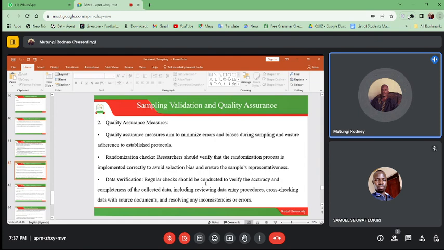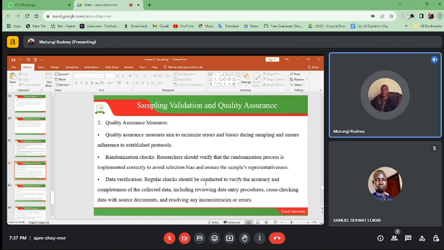And this is where this independent or neutral person will come in to say, hey, you are skipping 2, and that according to the protocol, you are supposed to skip 10. So let's skip 10 and then make sure that we follow the established protocol. So that is all about quality assurance.